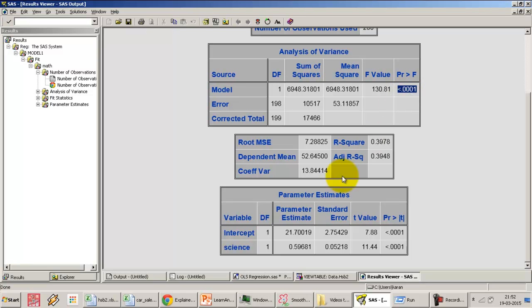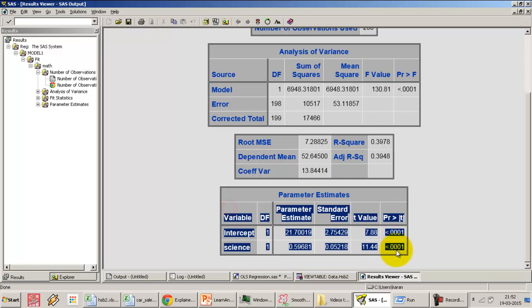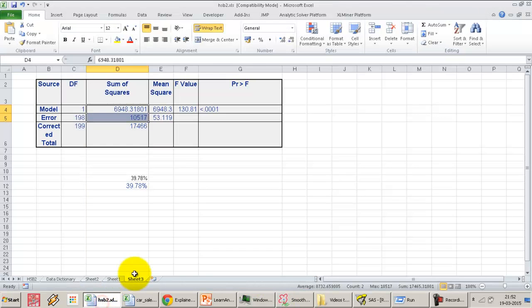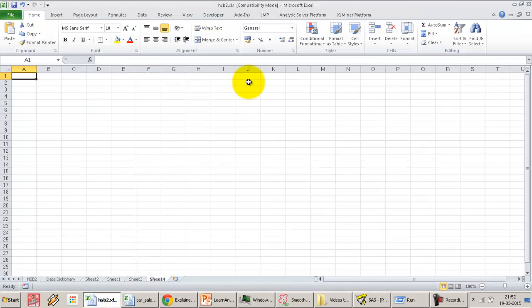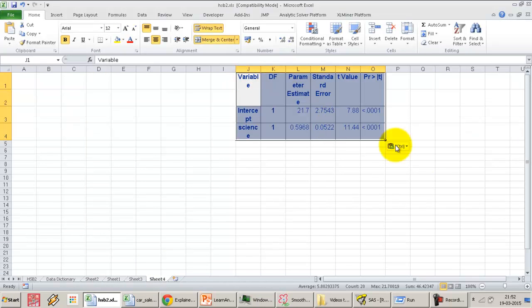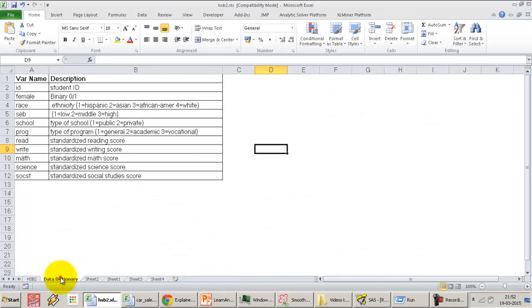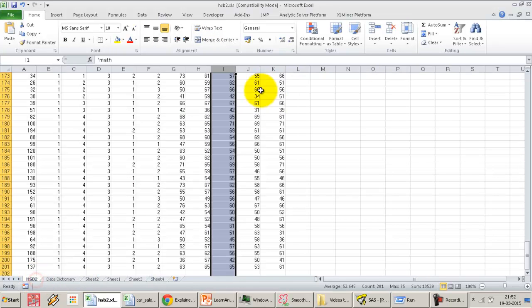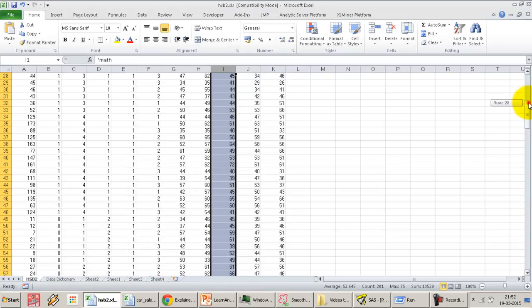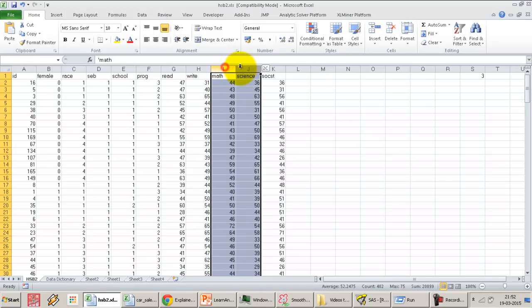One way we can go about implementing this is to implement this model in Excel as well. So let's have a look. This is my Excel model. I want to match destination formatting here, and let's pick out math and science from here. So this is math and science.